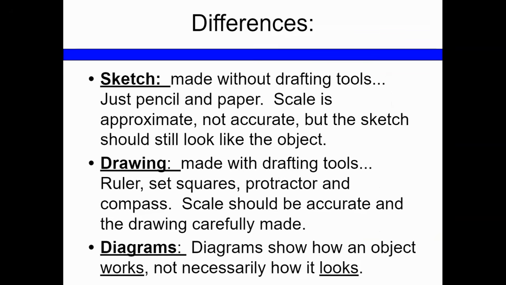So the difference is you have sketches. They're made without drafting tools, just a pencil and paper. Scale is approximate, not accurate, but the sketch should look like the object. The drawing is made with drafting tools, rulers, set of squares, protractors, or compass. The scale should be accurate and the drawing carefully made. And then you have diagrams. Diagrams show how an object works, not necessarily how it looks.